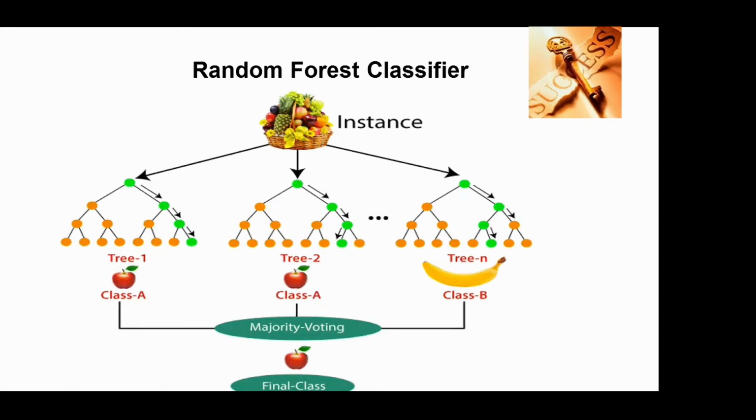So what is the majority voting? In this image we can assume that there are 3 decision trees, and among the 3 decision trees, 2 decision trees are predicting apple class. So what will be the final outcome? 2 out of 3 means we have a majority. 2 trees are predicting class A, and one decision tree is predicting class B. So the majority voting decides the final class. It is the final class of apple.